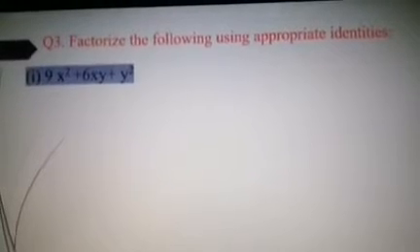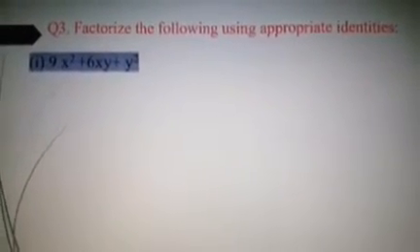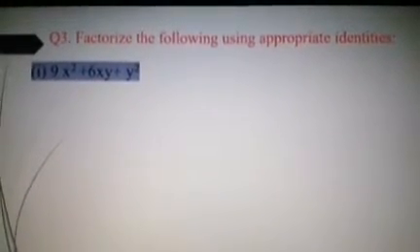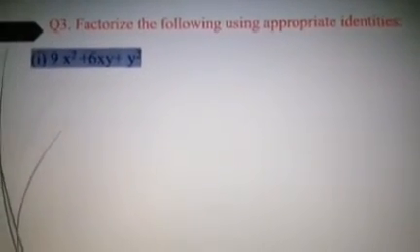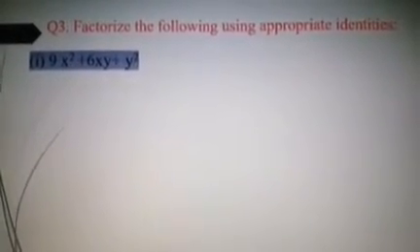So coming to question 3, we are supposed to factorize the following using appropriate identities. Let me see how to factorize this. The first one is 9x square plus 6xy plus y square. In this case, we have learned splitting the middle term, right? Whenever you have 3 terms, you're supposed to use splitting the middle term when they ask us to factorize it. But here, there is no need of using splitting the middle term, because the first term and the last term are perfect squares.